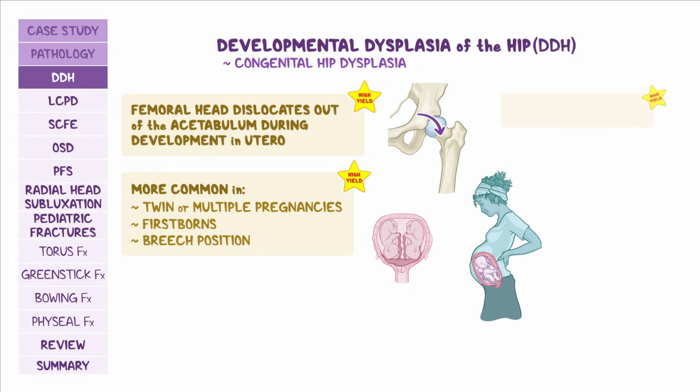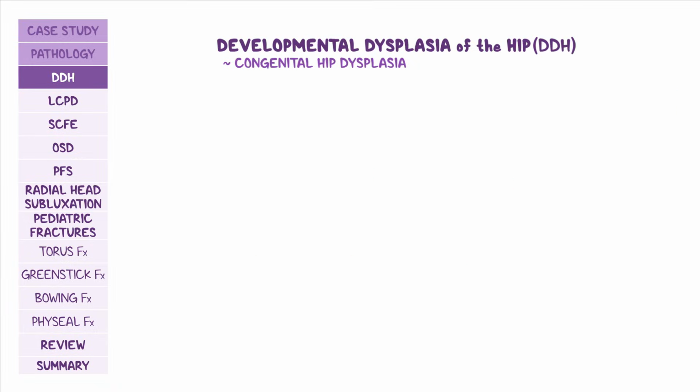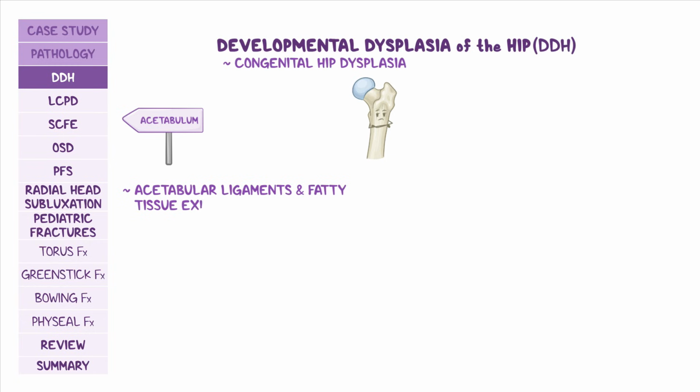Another situation that can lead to DDH is oligohydramnios, where there's not enough amniotic fluid to expand the uterine cavity so the fetus can have enough room. In any case, over time, as the femoral head spends a lot of time outside of the acetabulum, the acetabular ligaments and fatty tissue start expanding to fill the space that would normally be occupied by the femoral head.